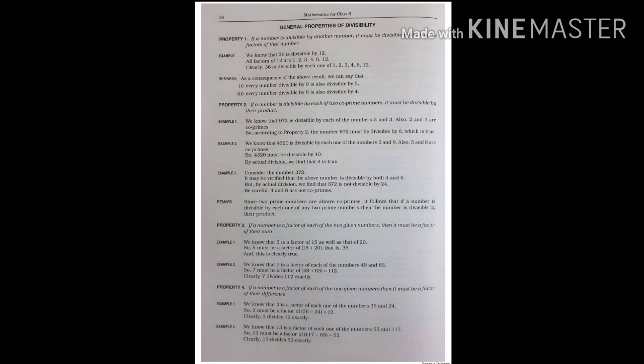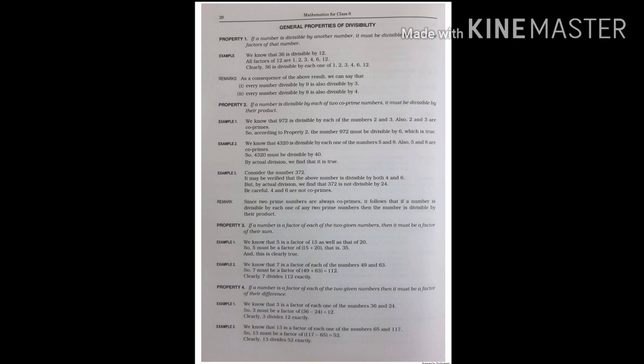Come to the other example. 4320. It is divisible by each one of 5 and 8, right? So this 4320 is also divisible by 40. Again come to 372. We know that 372 is divisible by 4 and 6. It is divisible, but 4 and 6 are not co-prime numbers. So it doesn't mean that it will be divisible by 24. Clear?